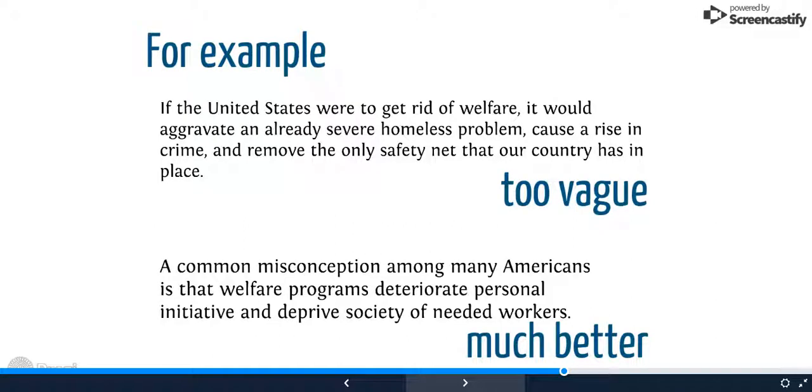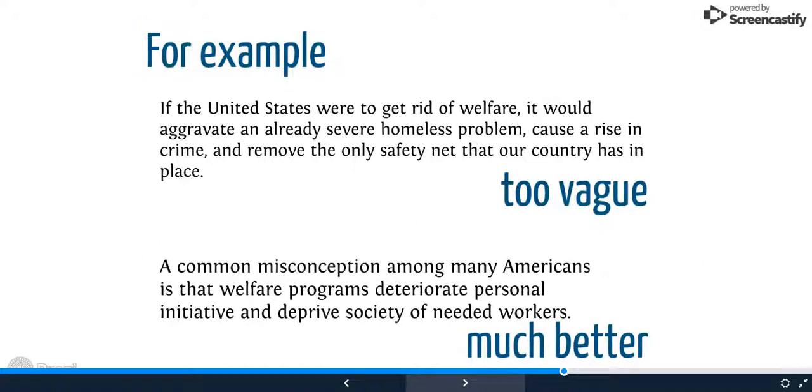For example, if the United States were to get rid of welfare, it would aggravate an already severe homeless problem, cause a rise in crime, and remove the only safety net that our country has in place. When I read that, I'm like, wait, so what exactly are we arguing? What is our point? How can we get this to be very clear?